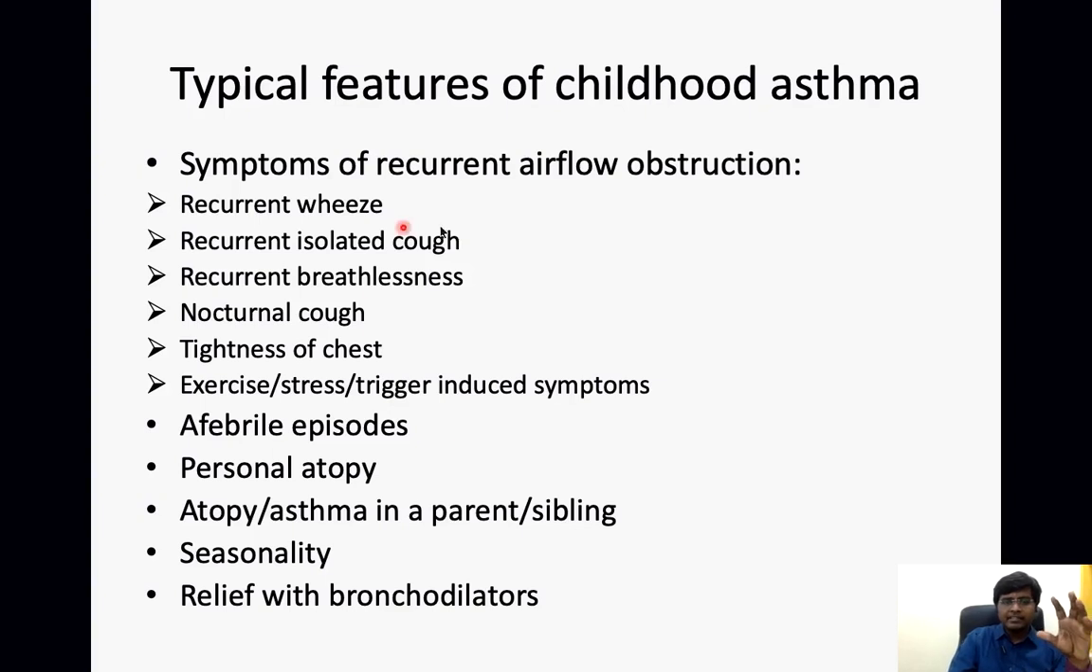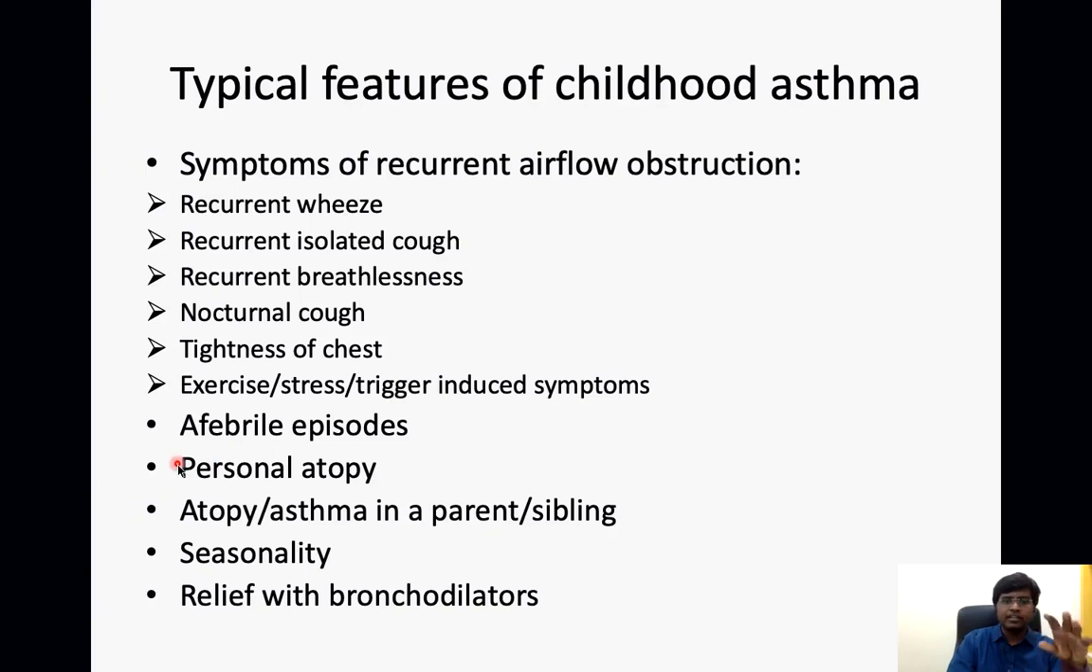So these are all the characteristic features of asthma. This you should always remember. Whenever there is a recurrent wheeze, recurrent isolated cough, recurrent breathlessness, nocturnal cough, tightness of chest, and exercise or trigger-induced symptoms, then the first possibility should be asthma in children. And these symptoms usually will be afebrile episodes, and there will be personal atopy. That is, the child will have skin rashes, or the child might have allergic rhinitis. There will be an allergic salute here. There will be dark circles around the eyes. These are pointers for allergic rhinitis.